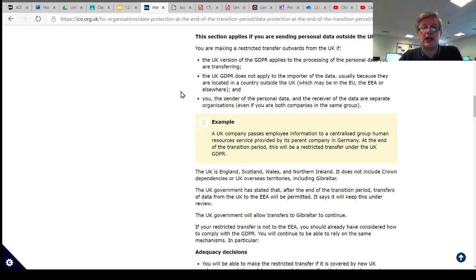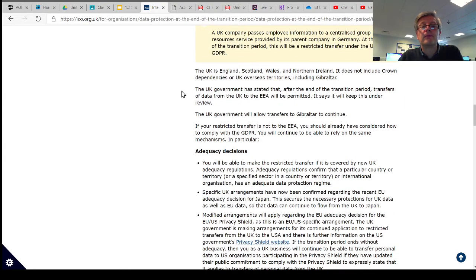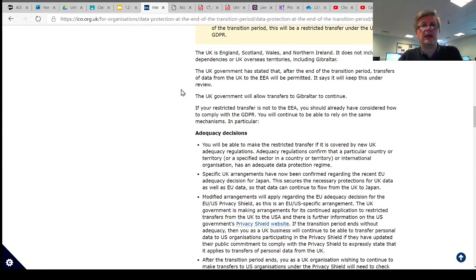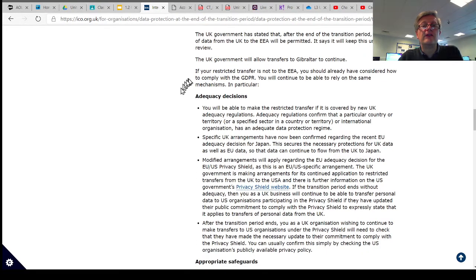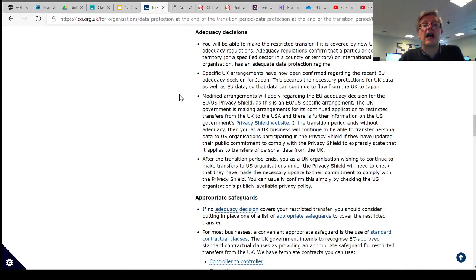So if all this applies to us, then we need to start to think about, well, what does that mean for us, okay? If your restricted transfer is not within the European Union, then you will need to have thought about how you can still comply with the stringent legislation that is the GDPR. So we've got these things called adequacy decisions and appropriate safeguards. So this is what the Information Commissioner tells us.